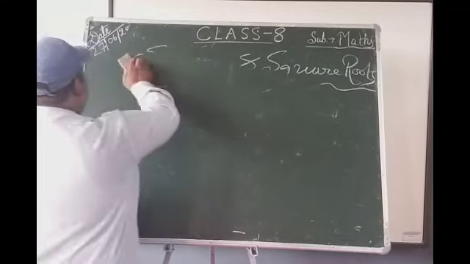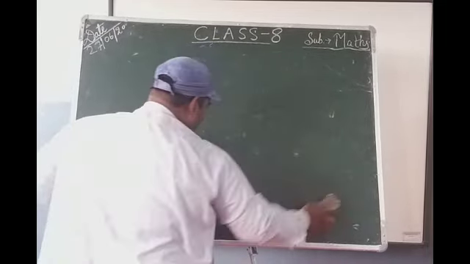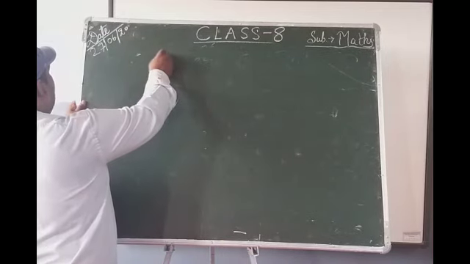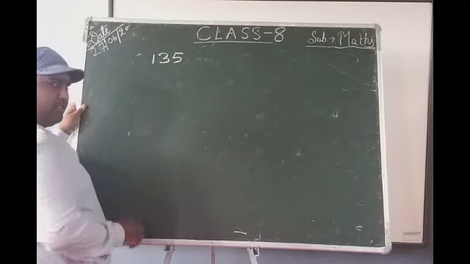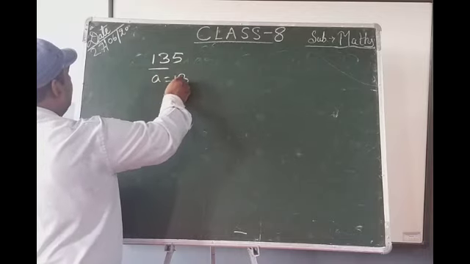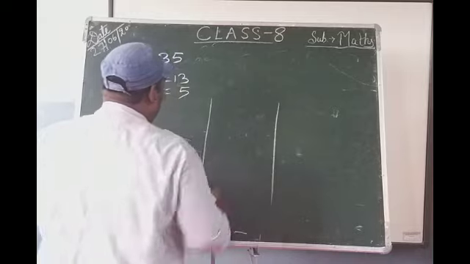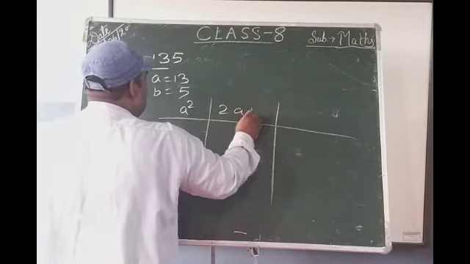Another example of the square and square root method, which means the column method. Suppose that you have to find the square of 135. Here, A you take 13 and B you take 5. Now, in the column method you will make 3 columns, and here you write A square, here you write 2AB, here you write B square.